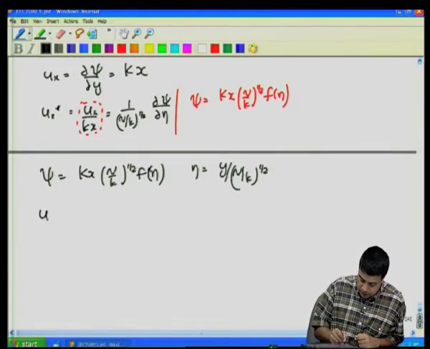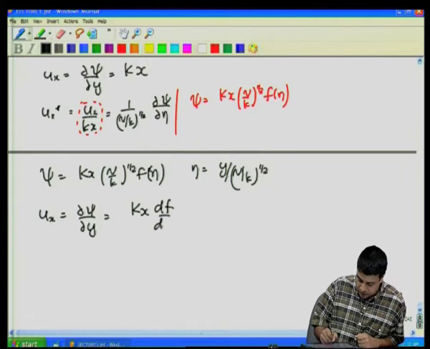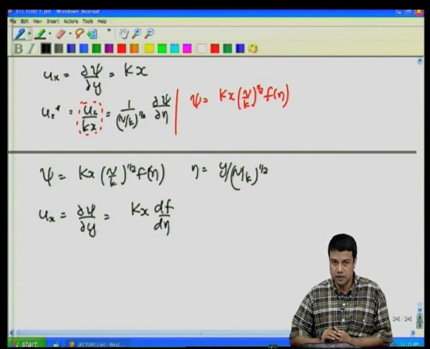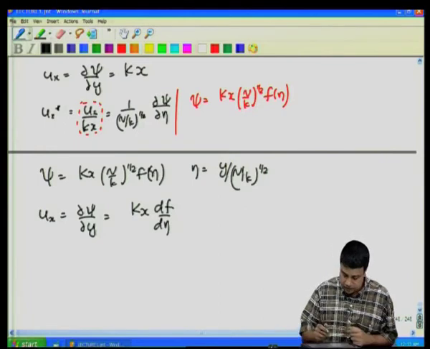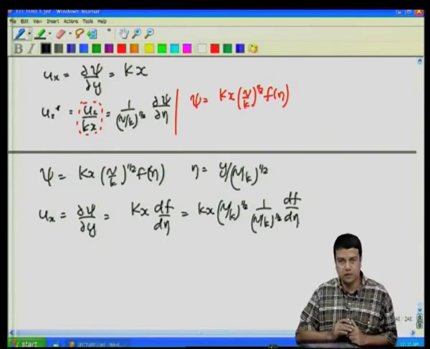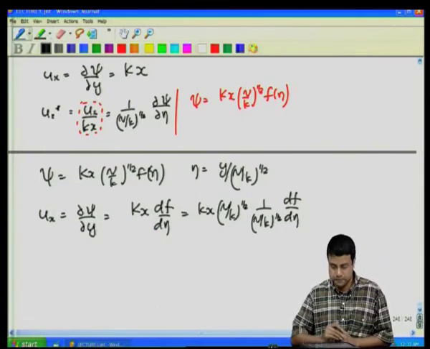Then I can get my equations: u x is equal to partial psi by partial y is equal to k x df by d eta. So, when I take partial f by partial y, I get 1 over nu by k power half times df by d eta. So, I just get u x is equal to k x times df by d eta. You can expand this out as k x nu by k power half into 1 by nu by k power half, and that will cancel out.